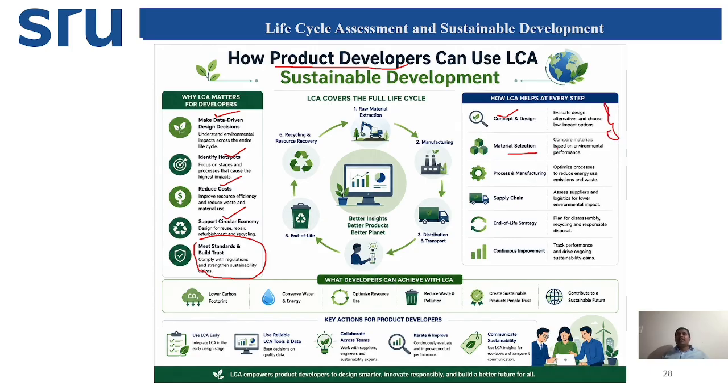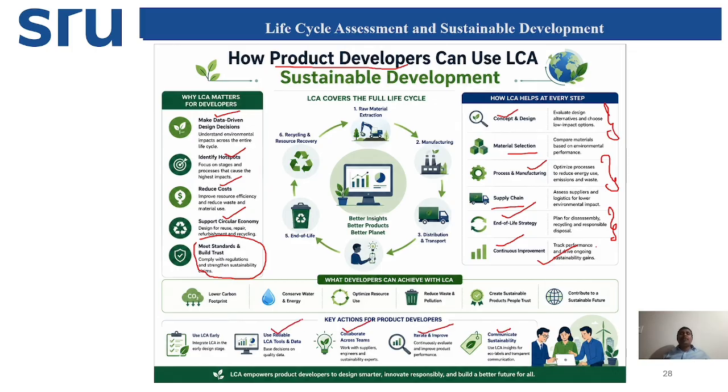Then material selection is important, then manufacturing processing, optimizing the process to reduce energy usage and waste, as well as the supply chain, logistics, and environmental impact. Then end-of-life strategy planning: disassembly, understanding recycling and disposal methods, and continuous improvement in the process, tracking the performance, driving large sustainability gains. These are some of the ways product developers can use LCA for the best results in sustainability development.